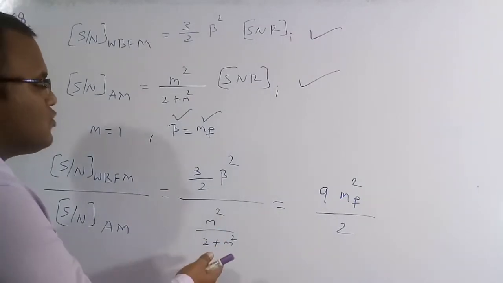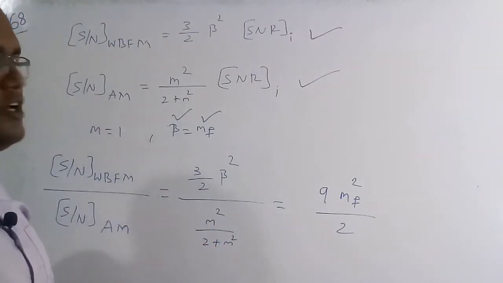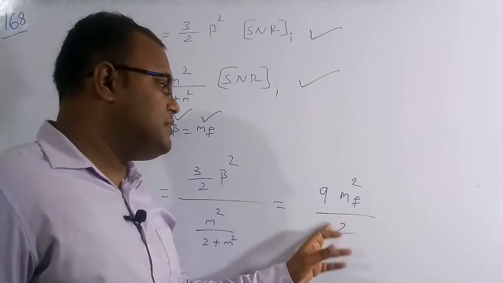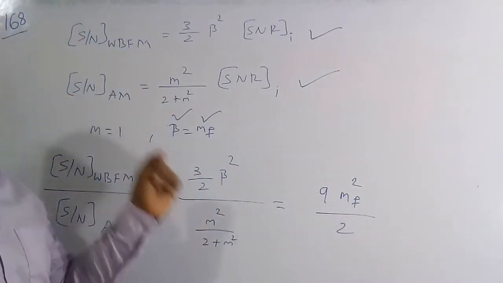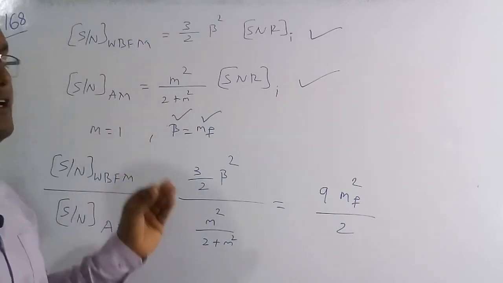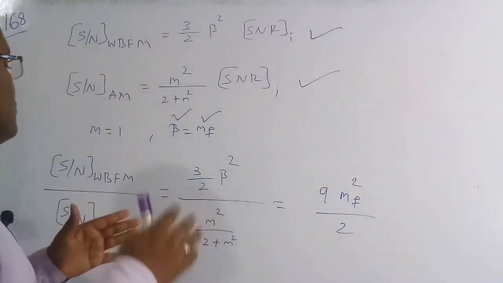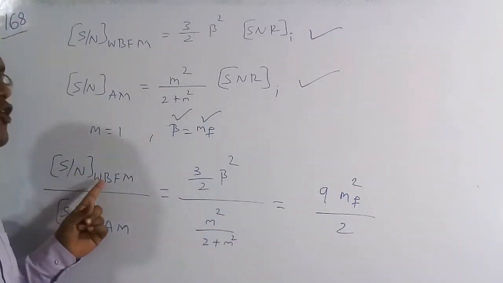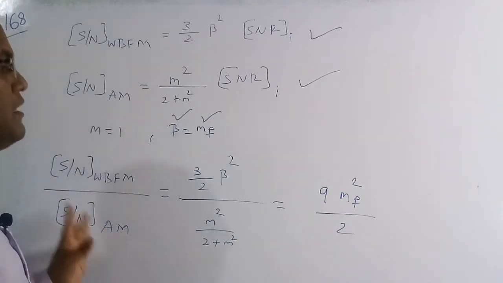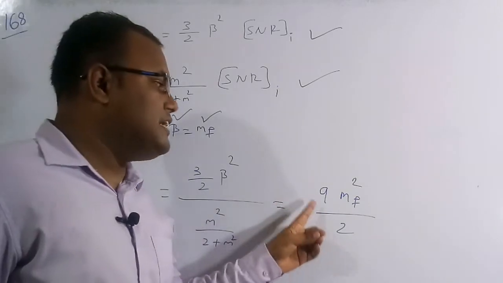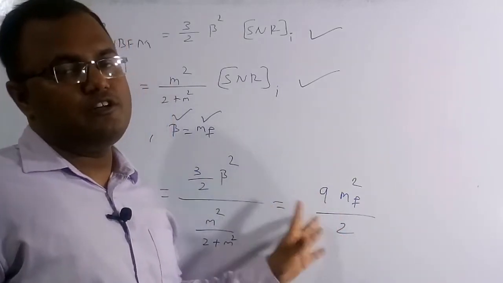So substitute m is equal to 1 and beta is equal to mf. So finally we are going to get 9/2 mf square. So therefore for 100% modulation with the same signal to noise ratio of the input, then for the output signal to noise ratio, output of wideband FM and signal to noise ratio of the output of AM, we are going to get here 9/2 into mf square is the correct solution of this question.